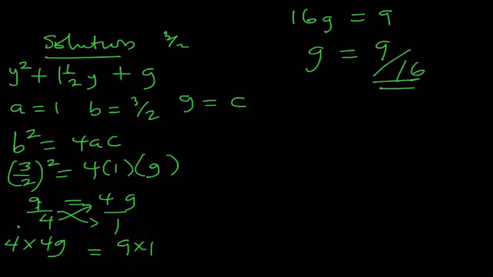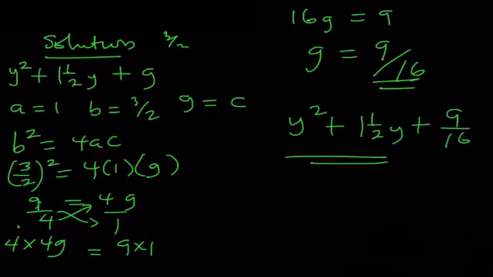So what you are going to add to it makes the expression y squared plus 1 and 1 over 2 y plus 9 over 16. 9 over 16 must be added to make the expression a perfect square.